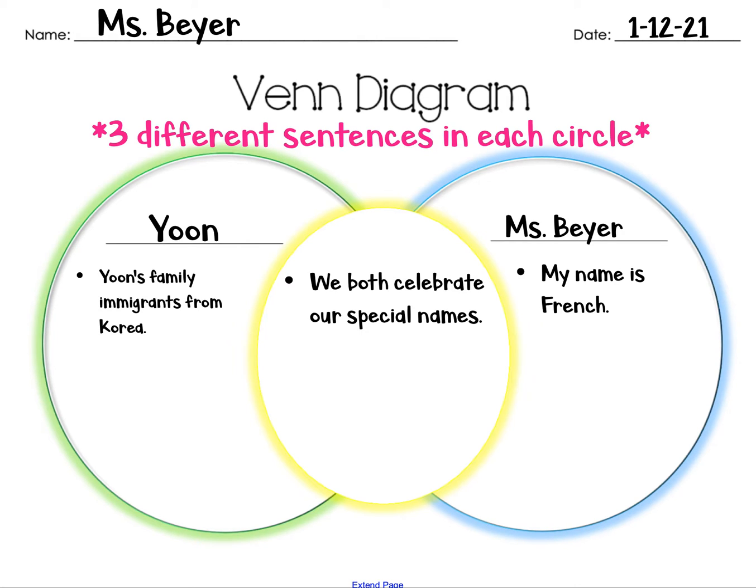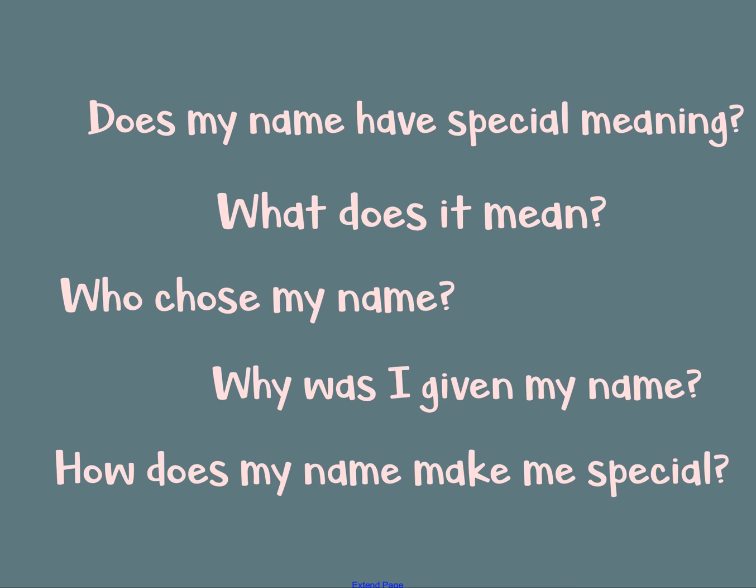Now I want us to transition back to our names and what makes our names so special and so unique. Because in My Name is Yoon, she learned to really love the name Yoon and to celebrate how unique and special that name is. So I want you to take a second, first graders, to think about, does my name have any special meaning? What does it mean? Who chose my name? Why was I given my name? And how does my name make me special?